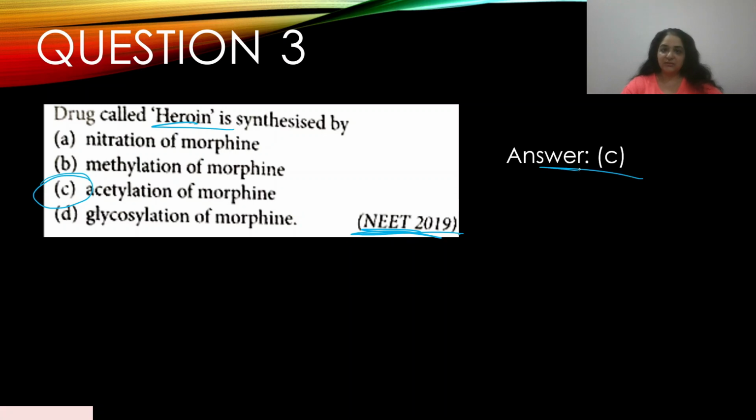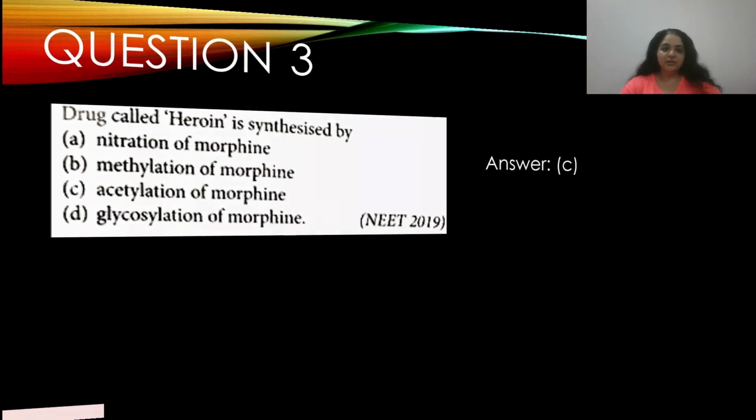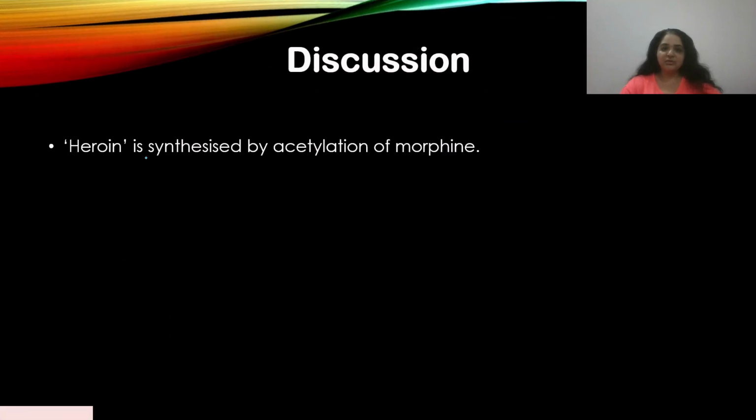This is also there in your NCERT, so it's very, very important. You need to know every drug that is written there, and how it is formed, from where, what is the source, where does it occur from, all of that. Okay, so heroin is synthesized by acetylation of morphine. Go back and read NCERT, you will get your information there. This was also again pretty direct, right?